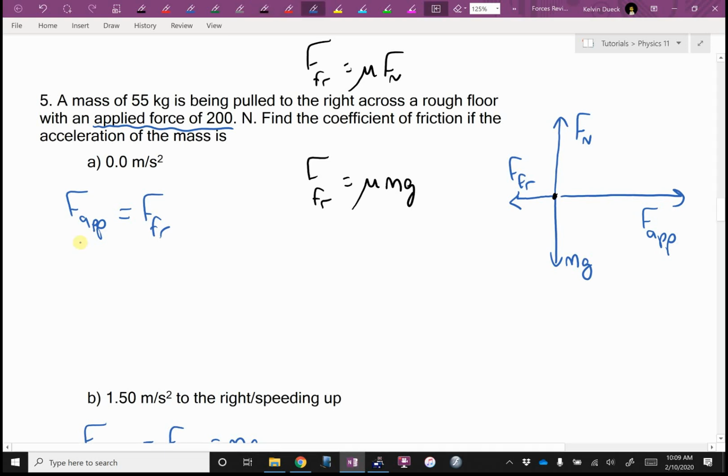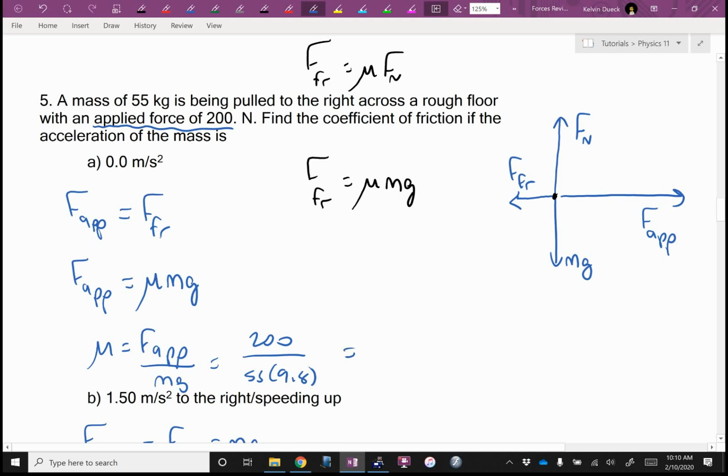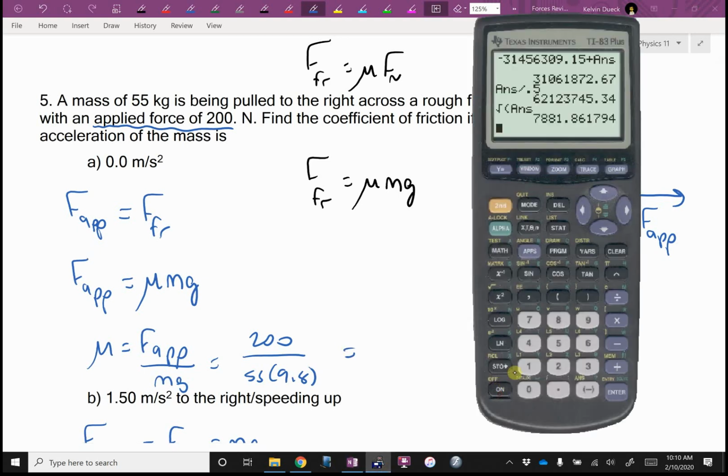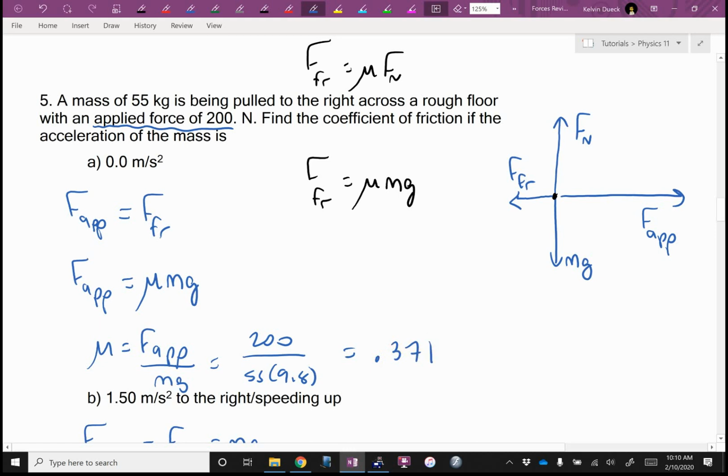So in part A, I get this. F applied equals mu mg. It wants me to find mu. How would I get the mu by itself? I'm going to get mu equals F applied over mg. It's going to be 200 divided by 55 times 9.8. That's 0.371. And remember, mu, no units.